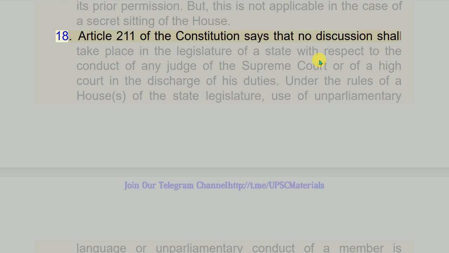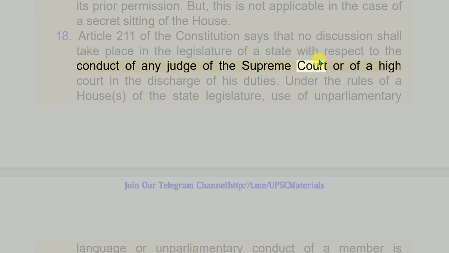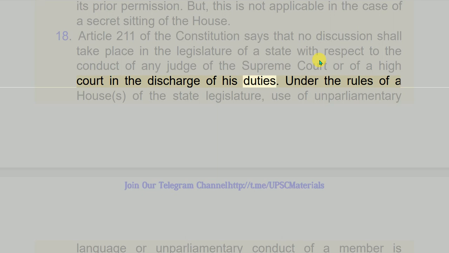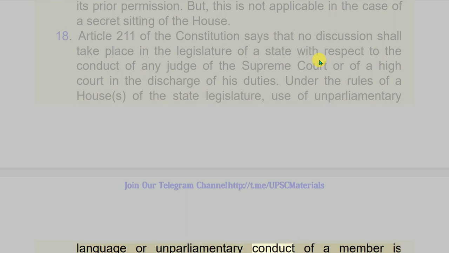18. Article 211 of the Constitution says that no discussion shall take place in the legislature of a state with respect to the conduct of any judge of the Supreme Court or of a High Court in the discharge of his duties. Under the rules of a House of the state legislature, use of unparliamentary language or unparliamentary conduct of a member is prohibited. 18A.